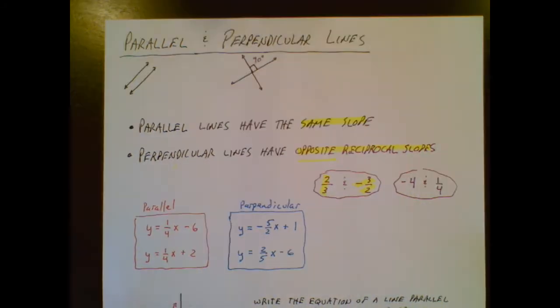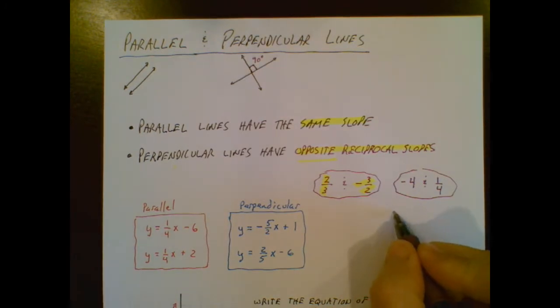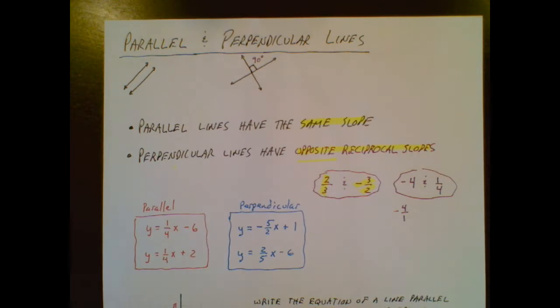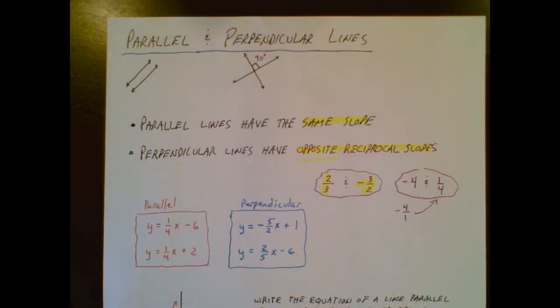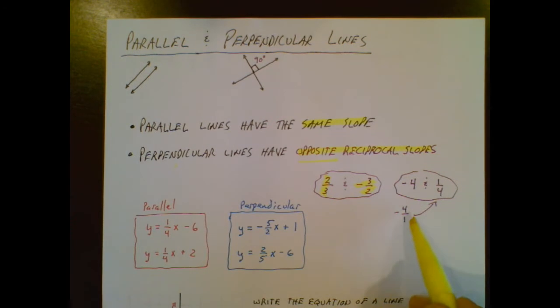Negative 4 has a reciprocal. Now you wouldn't necessarily notice it at first, but negative 4 is like negative 4 over 1. So the reciprocal of 4 over 1 is 1 over 4. And since we have to do the opposite reciprocal, that is positive 1/4. So here's what that means.